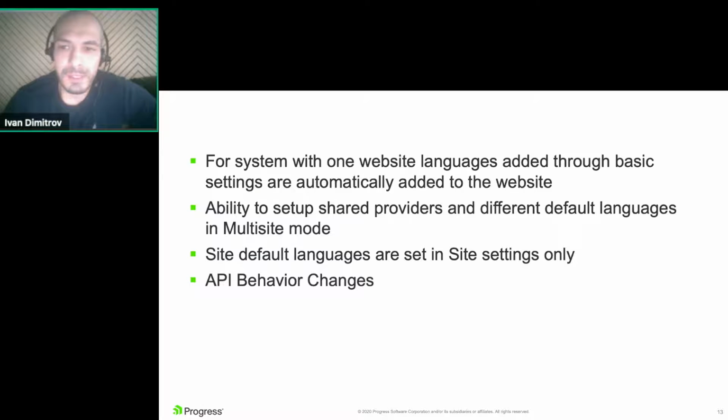So there are several UI changes, for example, for systems and websites, when you want to add a language. This is now done in the basic settings, and by default we have enabled the option to automatically add the language to the website. I will show another slide later.